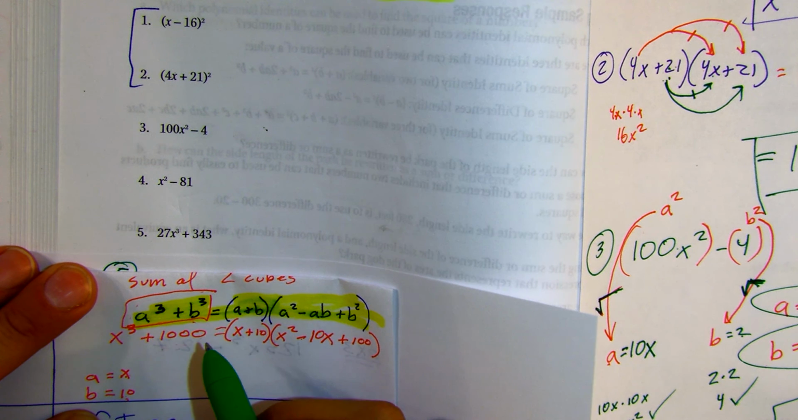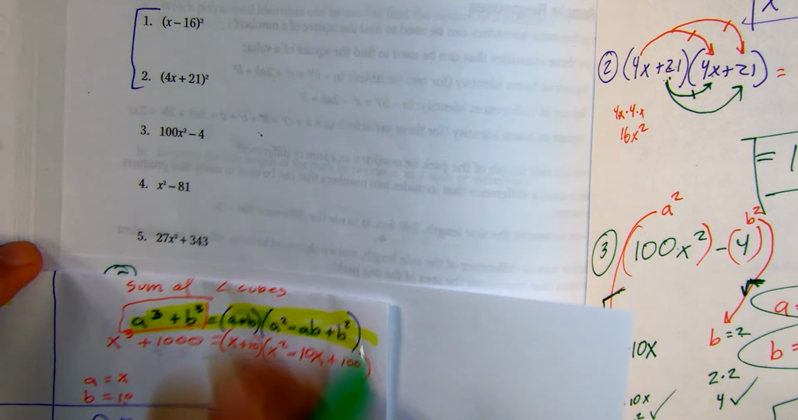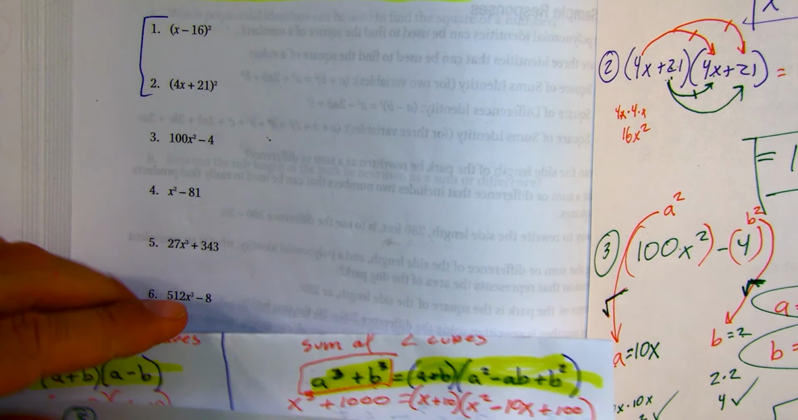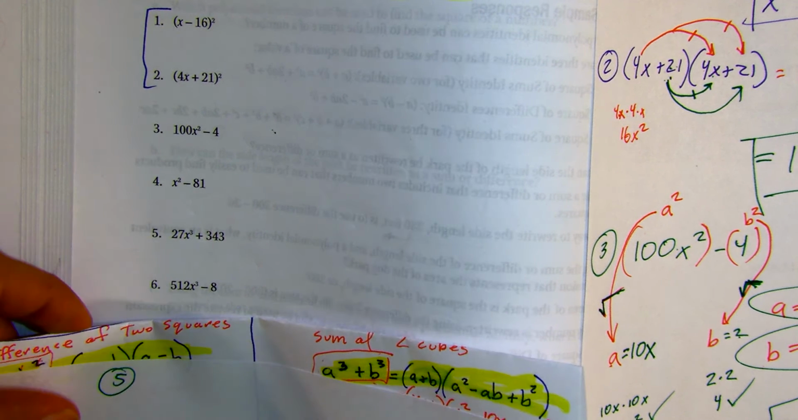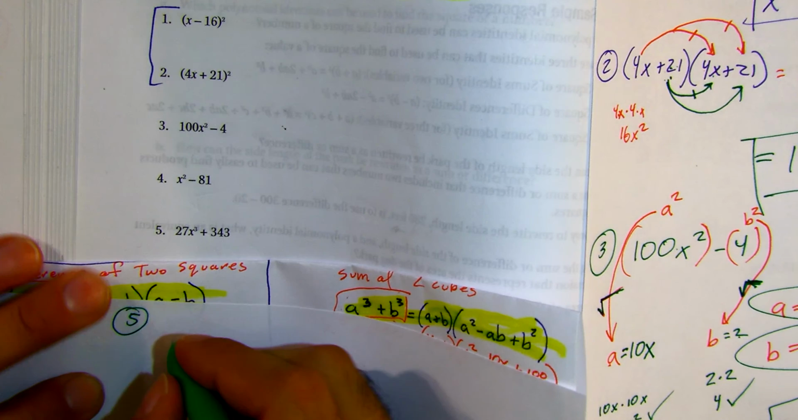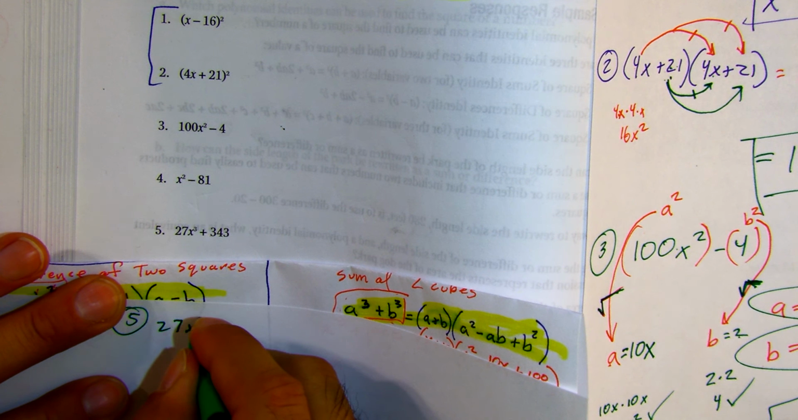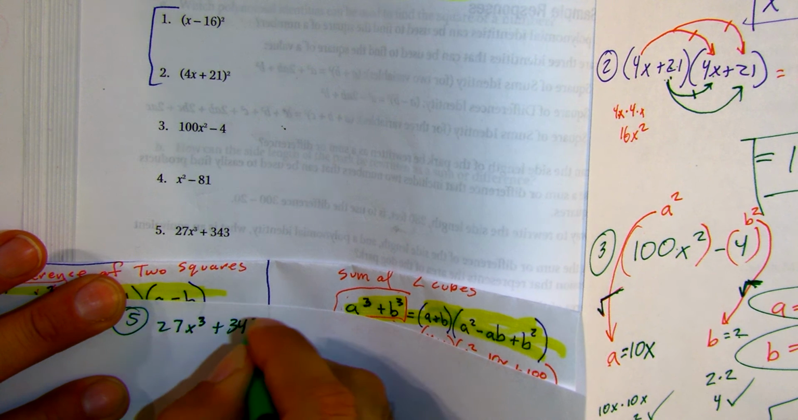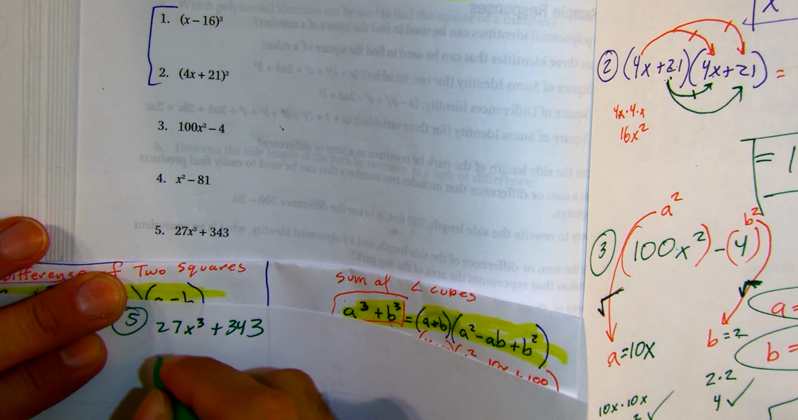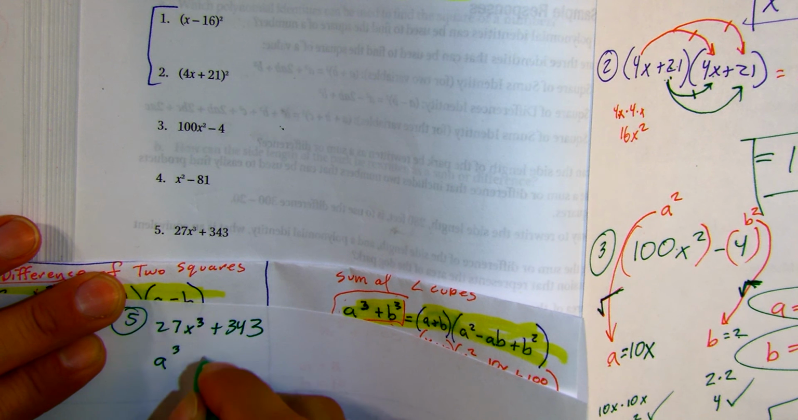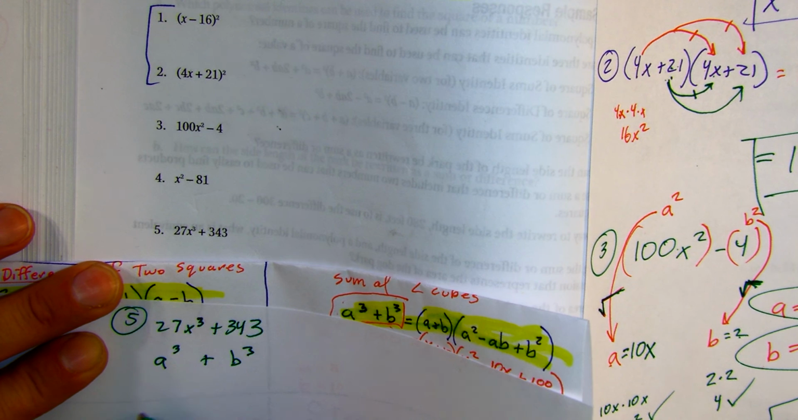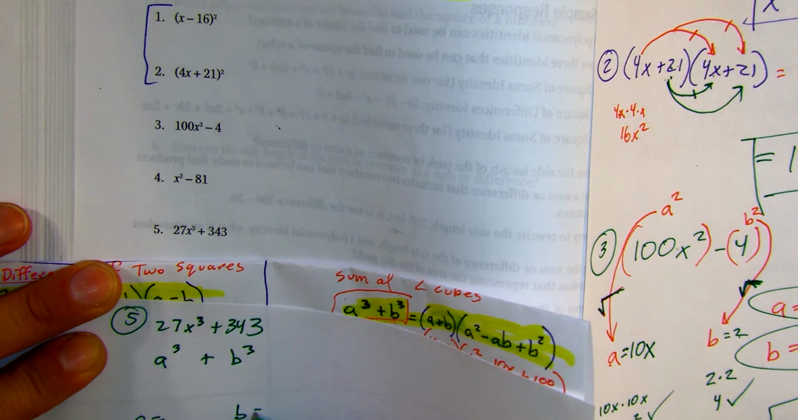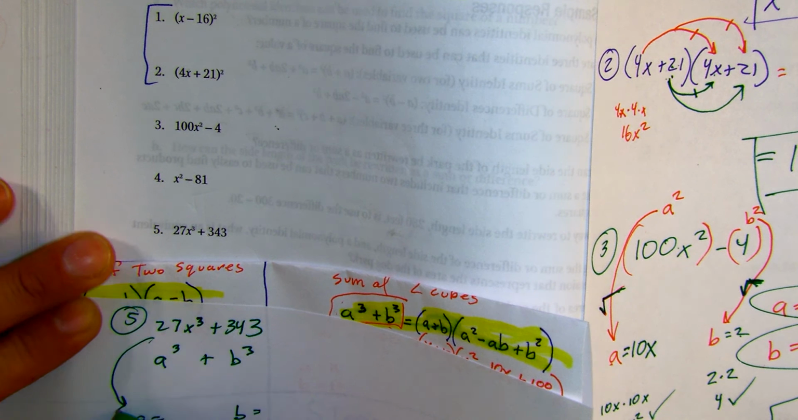So it's a sum of 2 cubes. I'm just going to see if I can keep it like that. Yeah, I can keep it there. So that's the sum of 2 cubes. And now let's look. We have 27x to the third plus 343. This is our a to the third plus b to the third. So if I want to find out what a is and what b is, look what I have to do this time. I have to take the cube root.